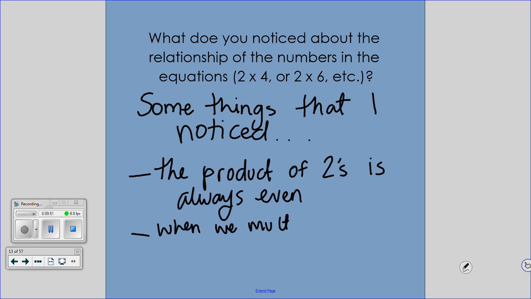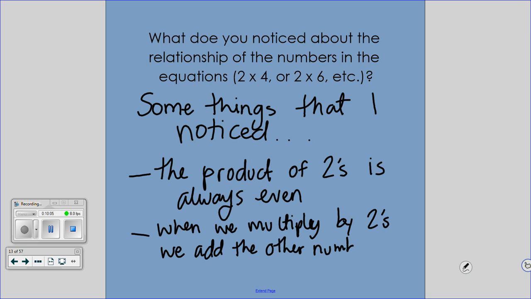So when we multiply by twos, we add the other number twice. So in Colin's example, he said 2 times 6. Well, that other number is 6. 6 plus 6 is 12. And we know that because that's repeated addition. So that makes sense. If you have that, you don't have to write it again.